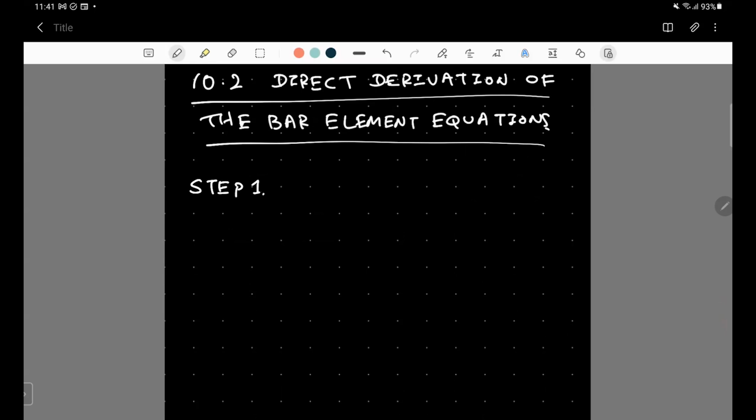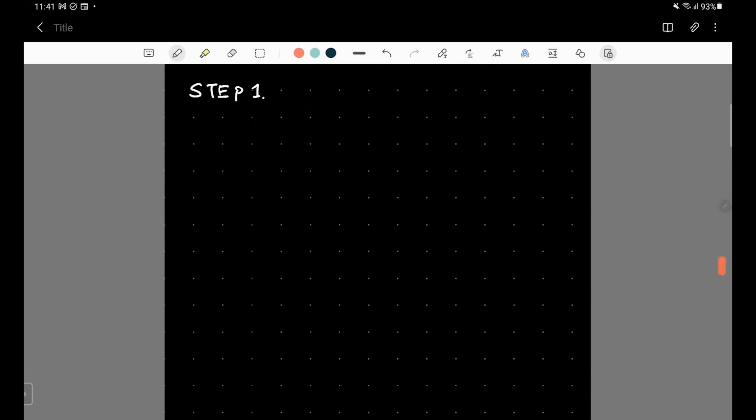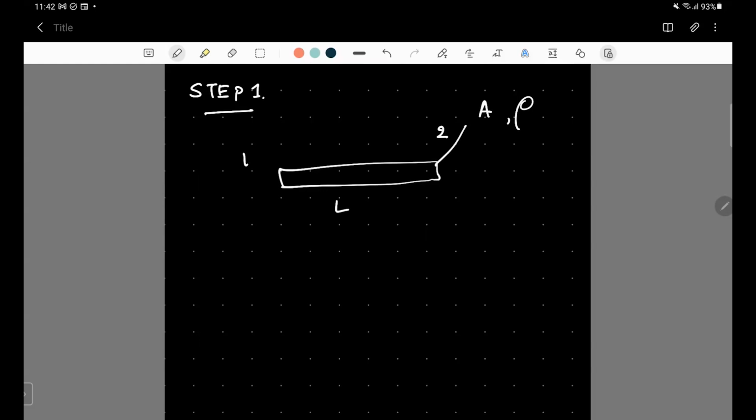In this case, we use a typical bar element. Let's select a bar element having a length of L and a cross-sectional area A. And let's assume the bar has a mass density of rho. Nodes 1 and 2 of this bar are subjected to external time-dependent loads. Let's name them here. The forces are applied in the x direction.